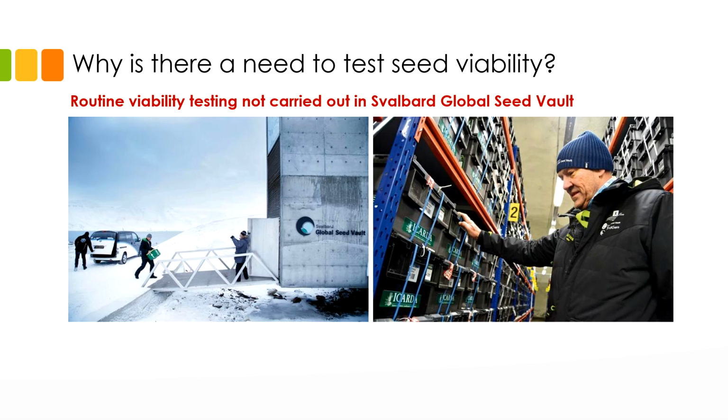The vault currently safeguards over 1 million seed samples, representing thousands of crop species from nearly every country. Its purpose is not day to day distribution, but long term preservation of genetic diversity to ensure that in the event of loss elsewhere, seeds can be retrieved and replanted. Even here, routine viability testing is essential. Seeds stored in the vault must be periodically tested to confirm that they remain alive and capable of germination, ensuring that this global safety net truly functions as intended.